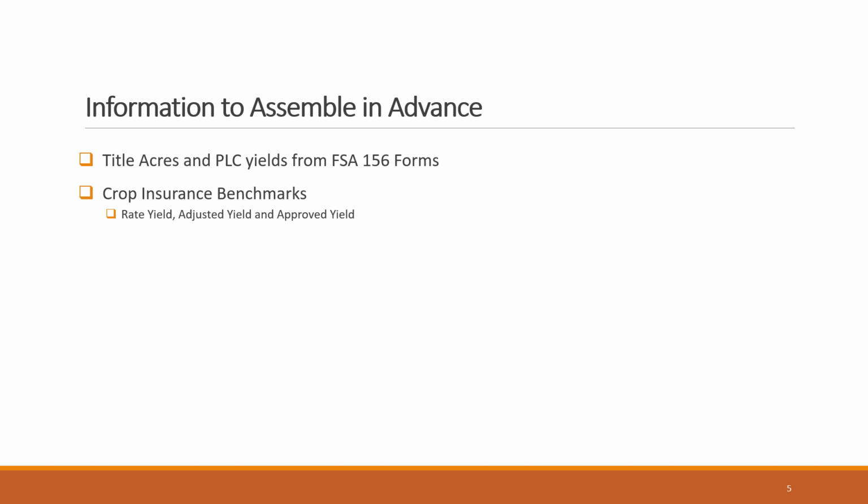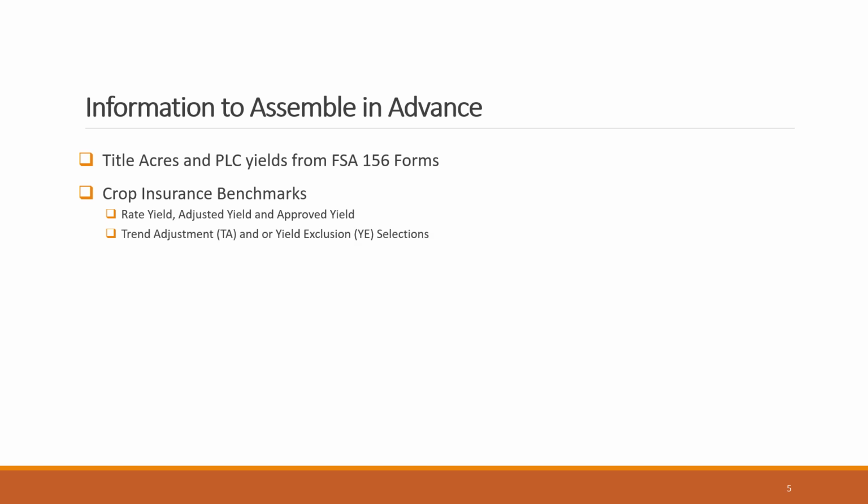The approved yield is what most people think of as their APH yield. That's the benchmark for which their indemnities are being calculated. Rate yield and adjusted yield are used as interim steps to generate the crop insurance premiums and the indemnities. And we talk about that in the videos to come.